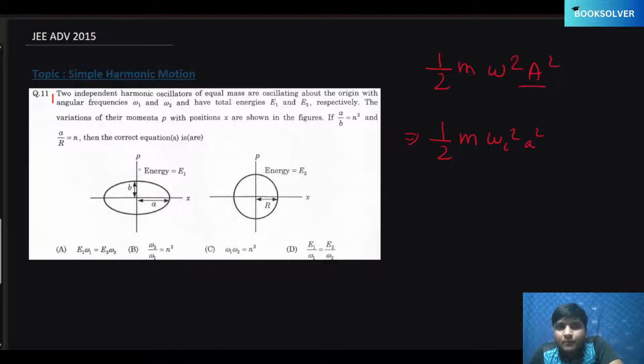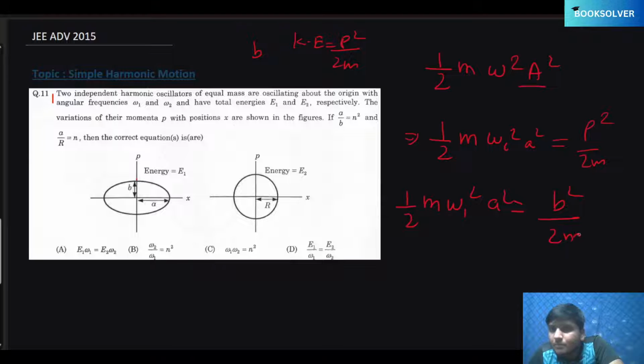Now if we see in terms of momentum here, what is the maximum momentum? It is nothing but b here, and we know that kinetic energy is equal to p square by 2m. So the total energy should be equal to the maximum kinetic energy, p square by 2m, and p is represented by b here. So half m omega 1 square times a square should be equal to b square by 2m.